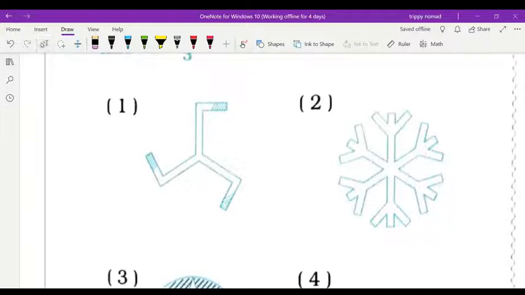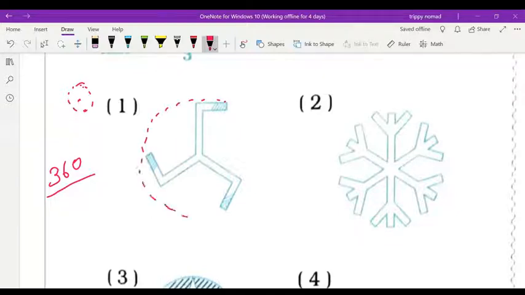Here, whenever you know that around one point there is a 360 degree angle. If you look at a point, the angle around it will measure 360. So you have to turn that. Okay, about which angle, 360. That means this one is a circle.